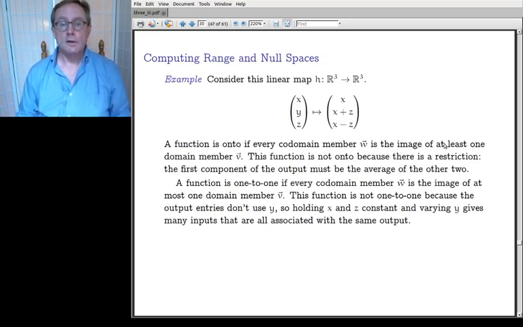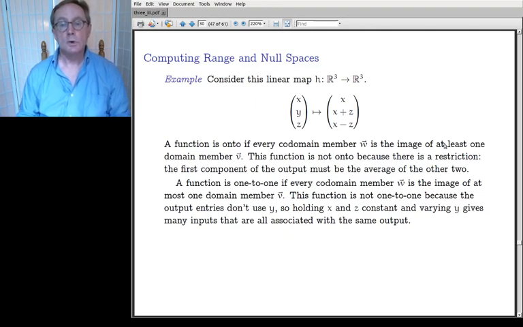Okay, and then I want to finish off by computing the range space and null space. So I picked a linear map that's again not too easy, not too hard. A function is onto if every codomain member w is the image of at least one domain member v. This function's not onto because there's a restriction. The first component of the output has to be the average of the other two. Do you see that? x is the average of x plus z and x minus z.